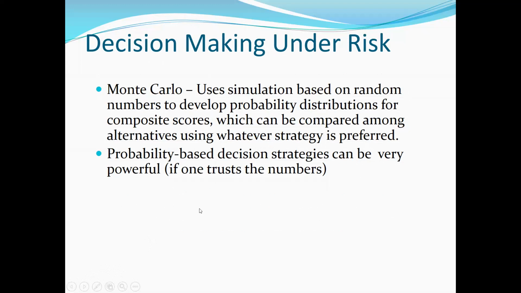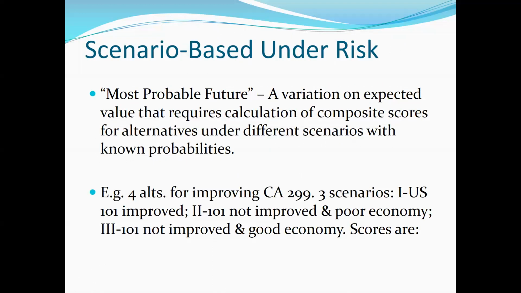But there is another approach, which is the Monte Carlo simulation approach, which your last lab is about, that we're going to do during that week. It basically uses simulation based on random numbers to develop probability distributions and come up with composite scores that way. Probability-based decision strategies can be very powerful if you can trust the numbers. Okay, so that's something you have to look at. And then there is one more scenario called most probable future. It's a variation on the expected value, but it requires calculation of composite scores for alternatives under different scenarios with known probabilities.